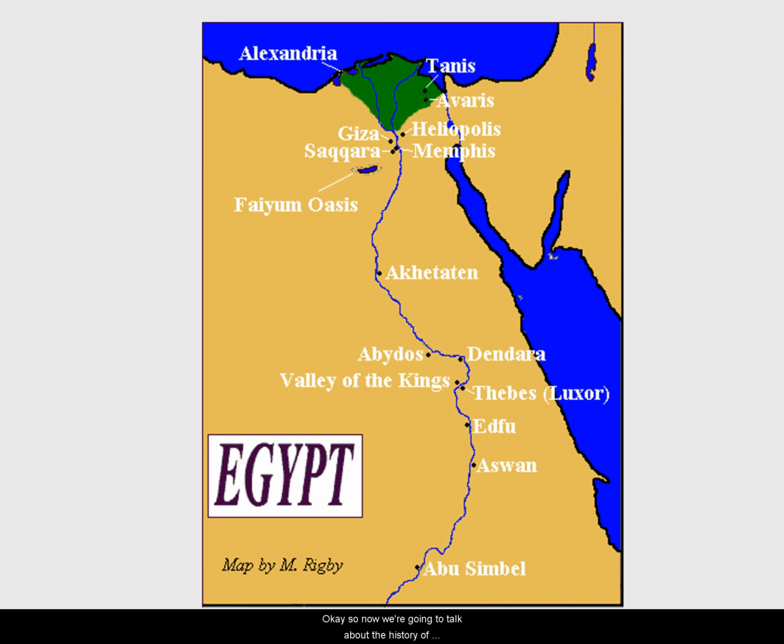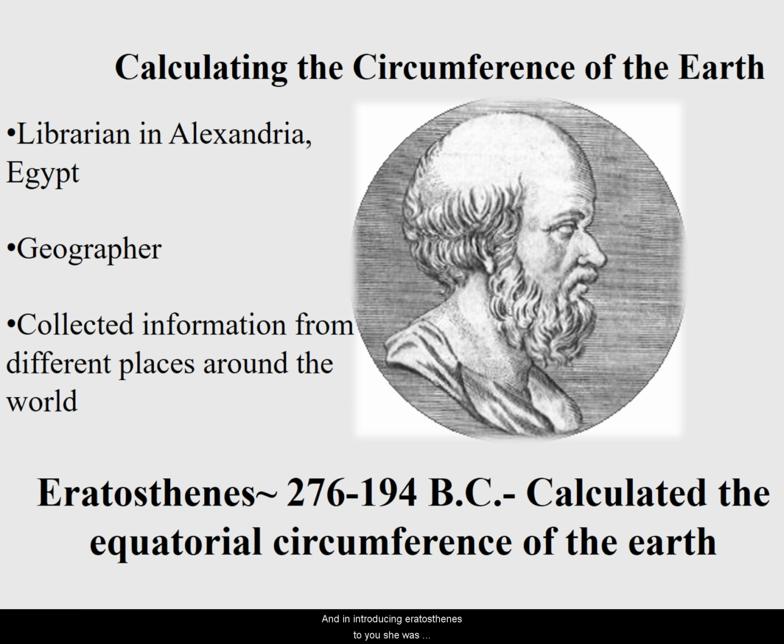Okay, so now we're going to talk about the history of calculating the circumference of the Earth and how Eratosthenes went ahead and did this. So this story takes place in Alexandria, which is at the mouth of the Nile River. Here's the Mediterranean Ocean right here. And in introducing Eratosthenes to you, he was a librarian in Alexandria, Egypt. He was also a geographer.